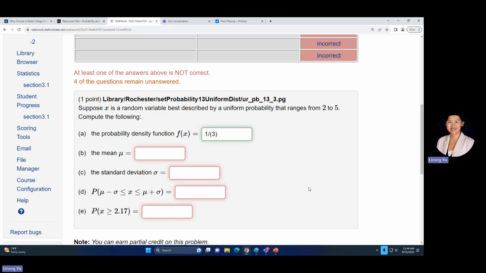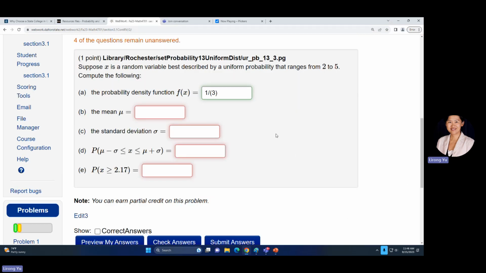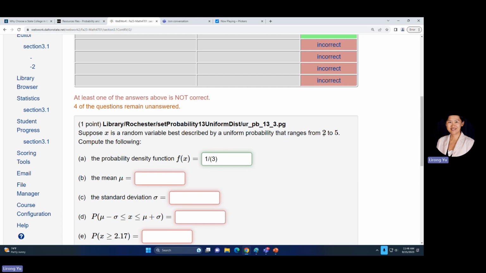This is question 1, and part B is the mean, which is if the value is uniformly between 2 to 5, then the middle of 2 and 5, 2 plus 5 is 7, 3.5. So the mean is 3.5. And then we're doing B plus A divided by 2, 5 plus 2 divided by 2.